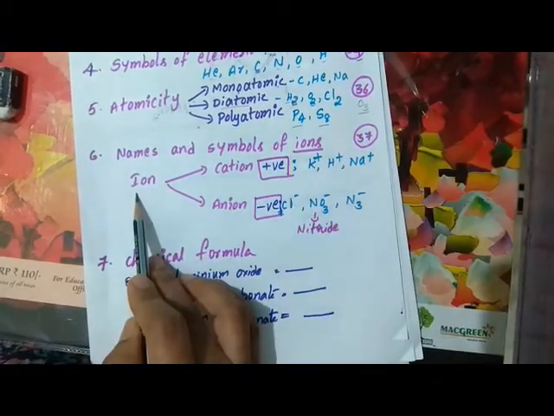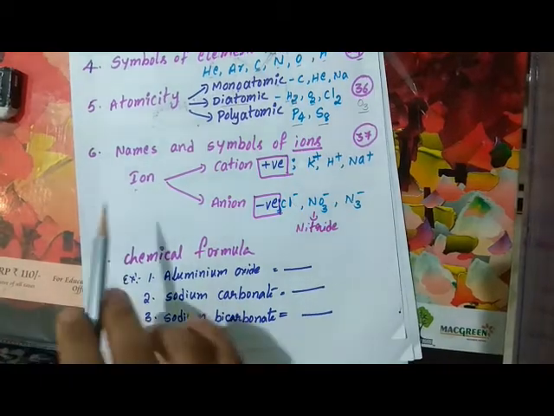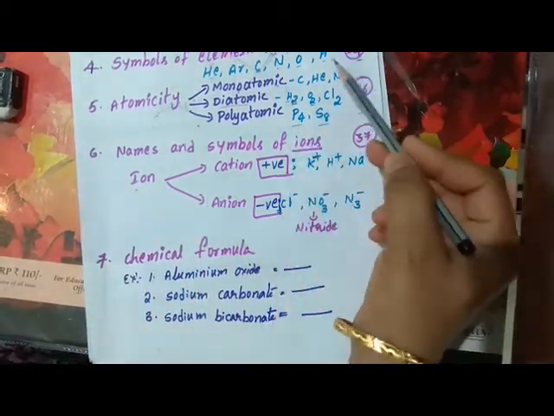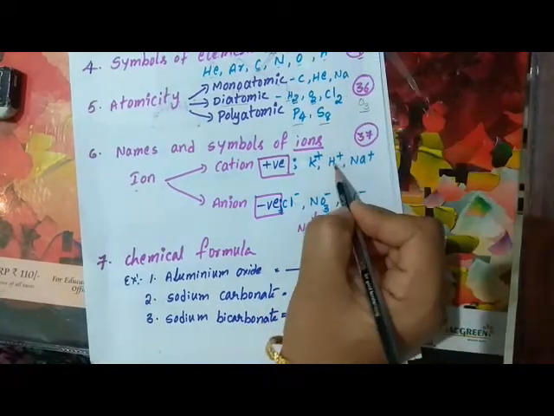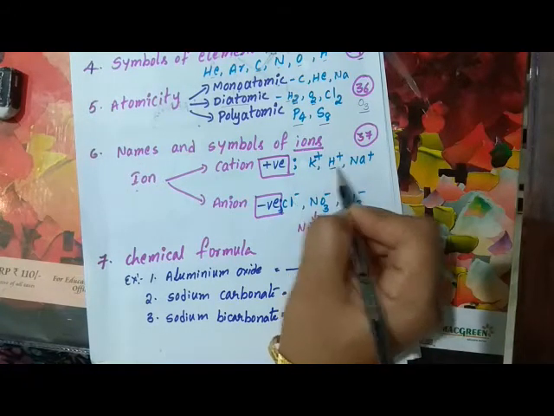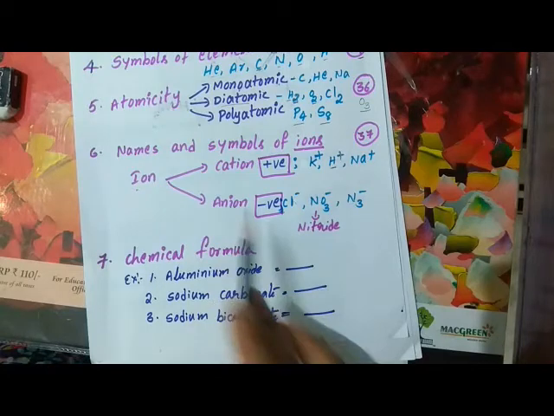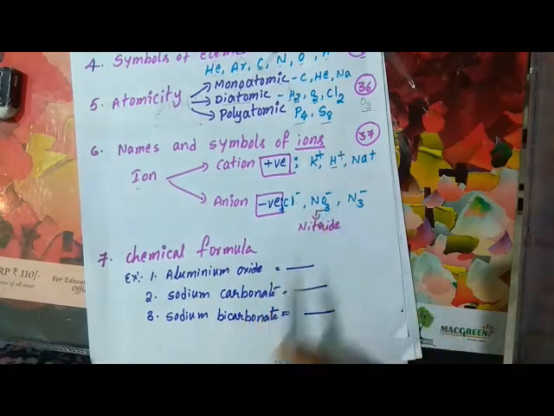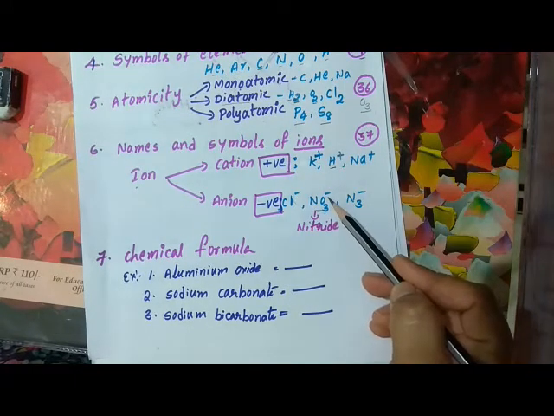Ion means an atom or a molecule that has a positive or negative charge on it. For example, a simple hydrogen atom, when it is H plus, is considered as a hydrogen ion, because a positive charge is there. Otherwise, it can be an atom or a molecule, with a positive or negative charge.